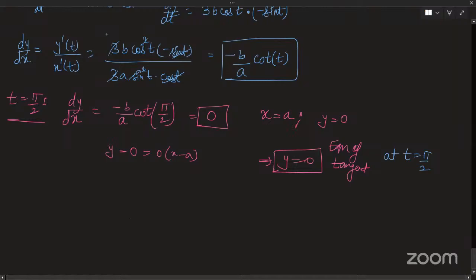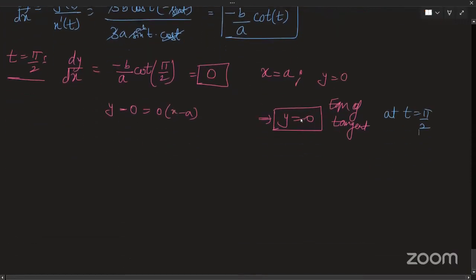So y is equal to 0. That means that is a line that's parallel to the x-axis. In fact, that is the x-axis, right? This line is the x-axis. So that is why the slope is 0.